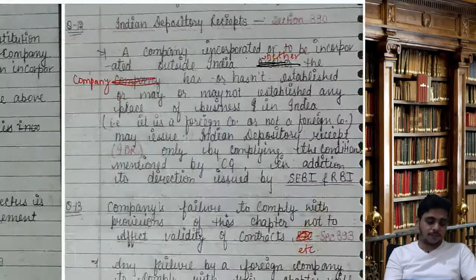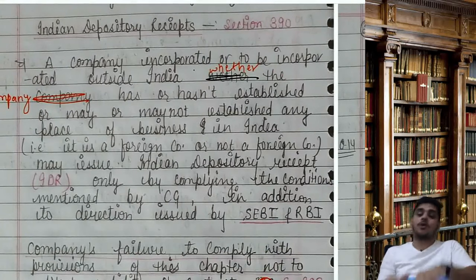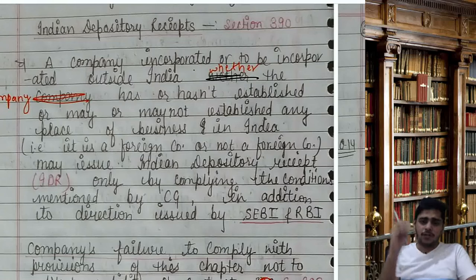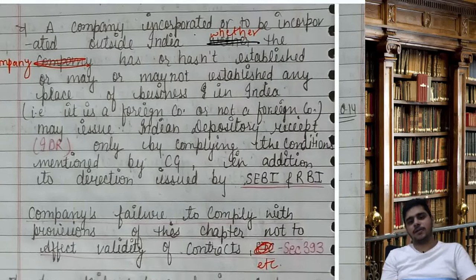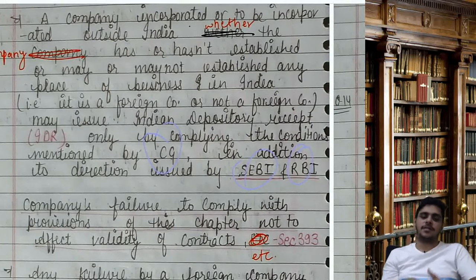389. Then Indian Depository Receipts. A company which is incorporated outside India, whether having a place of business in India or not, whether a foreign company or not, can issue IDR, which should be authorized by the CG in addition to the directions issued by SEBI and RBI. The rules will be framed by the CG in consultation with SEBI and RBI.